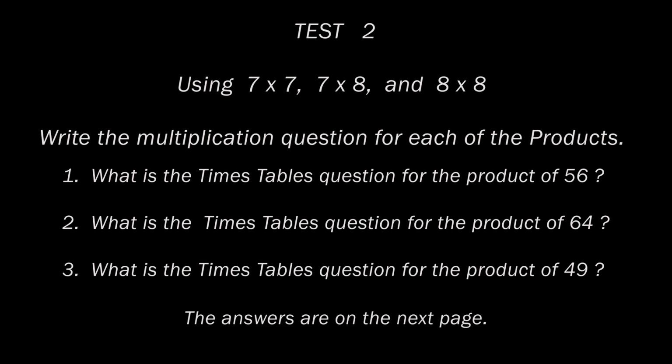Test number 2. Using 7 times 7, 7 times 8, and 8 times 8, write the multiplication question for each of the following products. Number 1. What is the timetable question for the product of 56? Number 2. What is the timetable question for the product of 64? And number 3. What is the timetable question for the product of 49? The answers are on the next page.